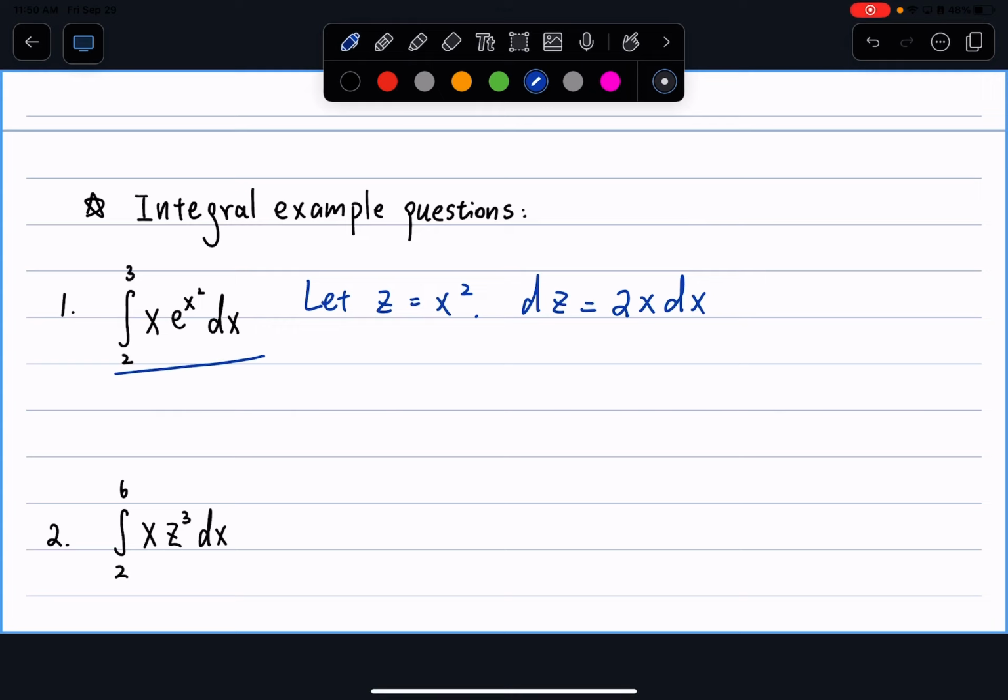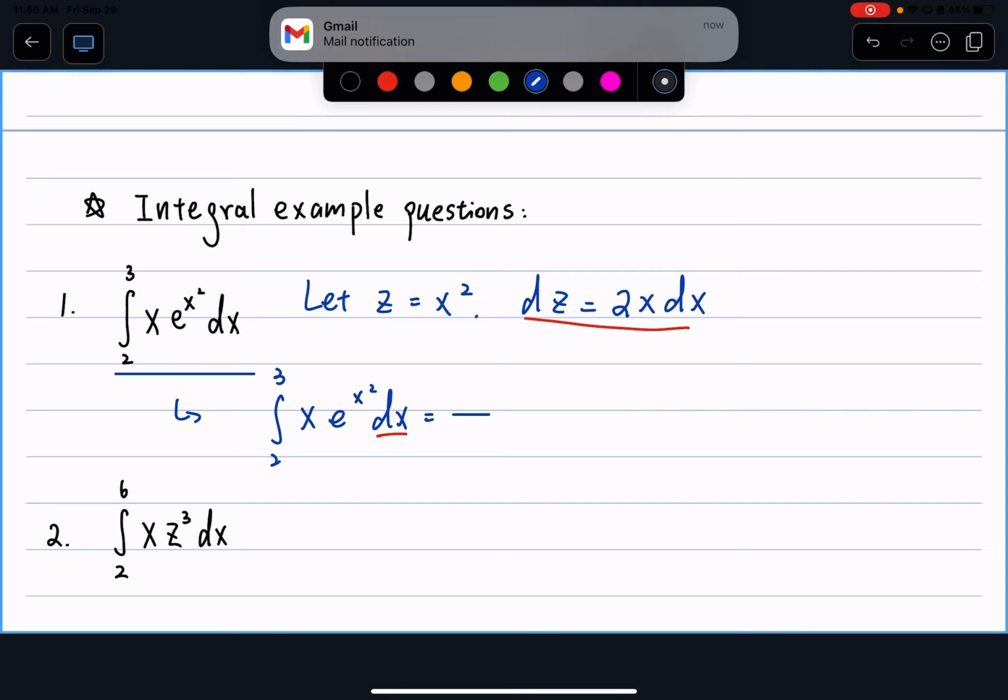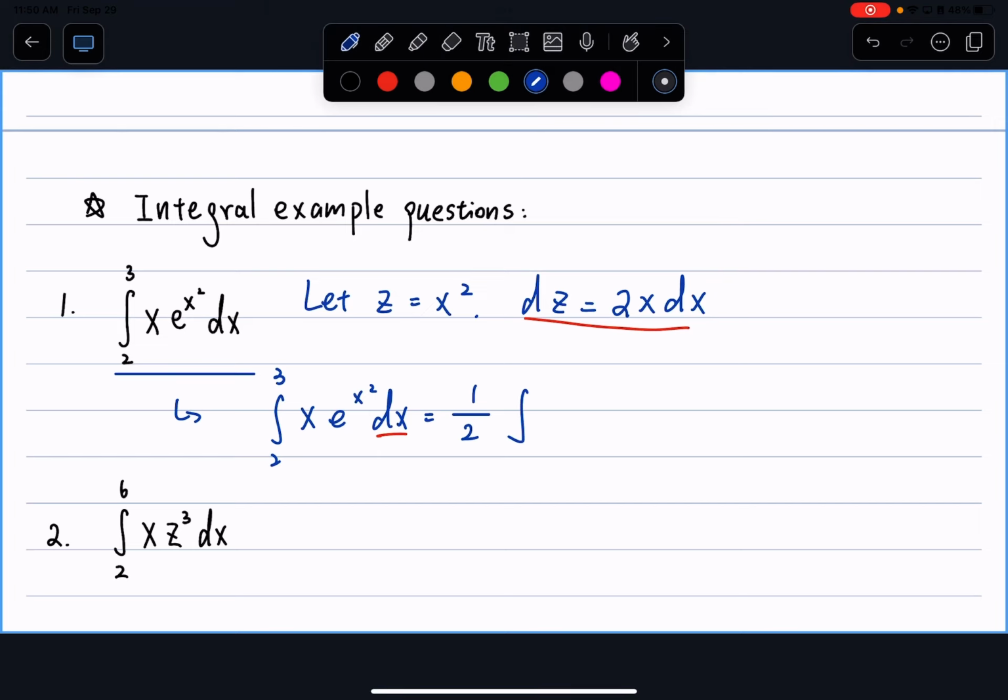Now this equation becomes 3x times e to the x squared dx. Because we know that dx and dz have this relationship, we will end up with a factor of 1/2. And now we have z equals x squared, so the limits will change from 4 to 9, e to the z dz. All right, and you can solve this integral to give you an actual number.